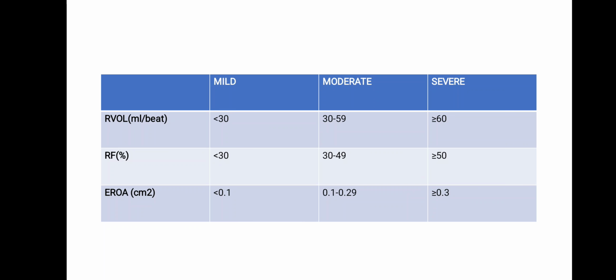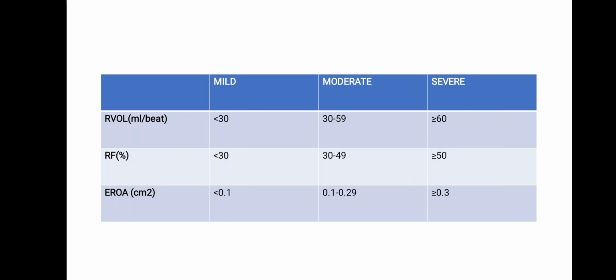Regurgitant volume is equal to EROA into VTI of the AR. VTI we get from the continuous wave Doppler of the AR jet. So regurgitant volume is equal to 1.5 from the first one, 1.5 into VTI of the AR from the continuous wave, equal to 70.5. So regurgitant volume 70.5 is severe. In severe, regurgitant volume is more than 60, moderate is 30 to 59, mild is less than 30.